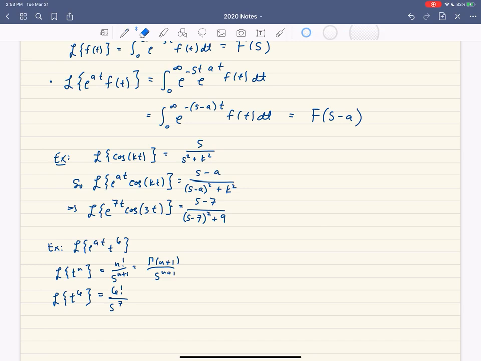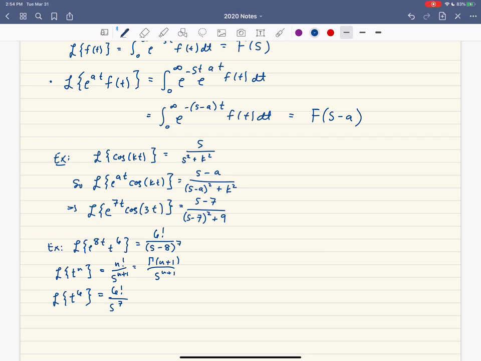This e to the at I meant to write as actually e to the 8t. And so what we're going to do is take our transform for t to the 6th, which we found, and replace all the s's with s minus 8, and we're done. So we're going to end up with 6 factorial over s minus 8 to the 7. Okay, so that's how that works.